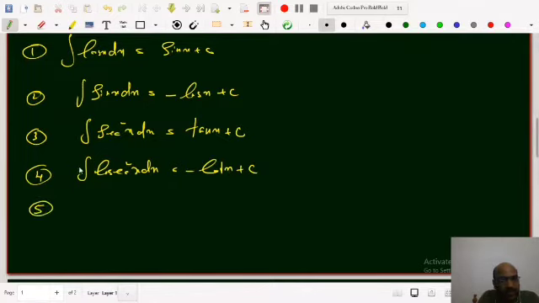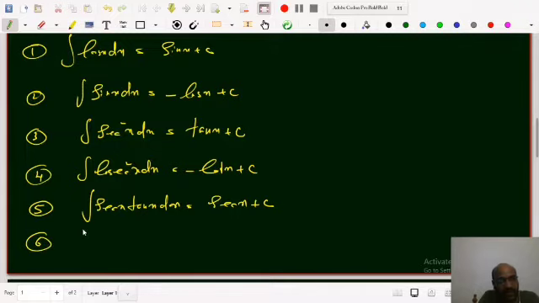Now, the fifth one. All these are standard formulas. Okay. Integration of sec x into tan x dx. What is the integration of sec x into tan x dx? Derivative of which function is sec x into tan x? The derivative of sec x is sec x into tan x. Therefore, integration of sec x tan x is sec x plus c.